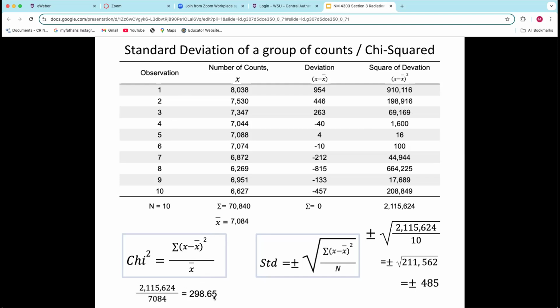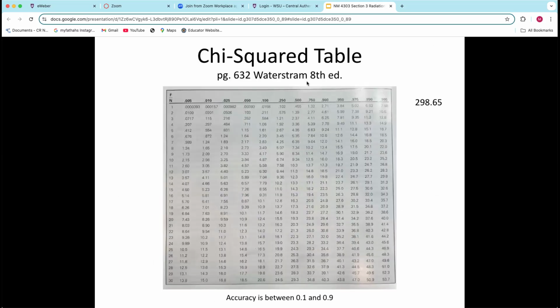If you were doing a chi-squared test, there's something called a chi-squared table, and there's one in the back of your Waterstream book. The next slide is a chi-squared table. I have the 8th edition listed here; I think it's one or two pages different in your new text. For something to be accurate according to a chi-squared table, the number needs to be between 0.1 and 0.9. So you have 0.005, 0.01, all the way up to 0.1, and then all the way up to 0.9. Accuracy is within these four columns.